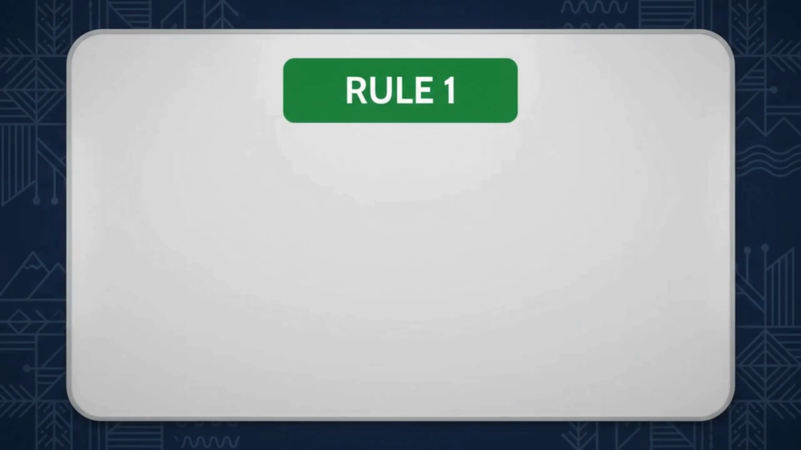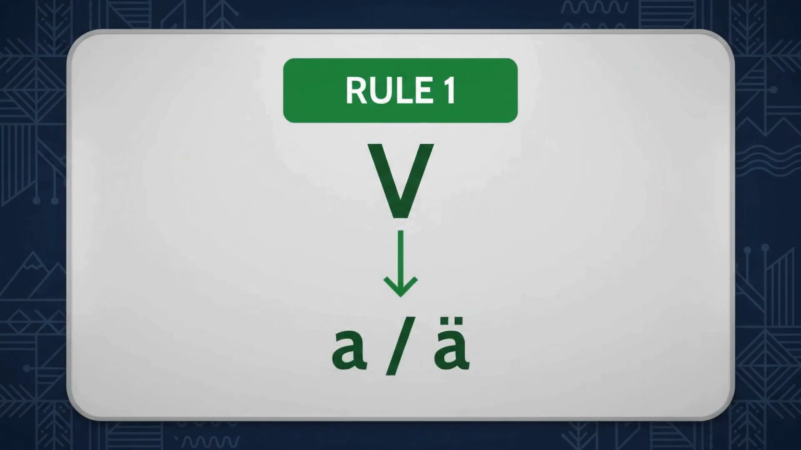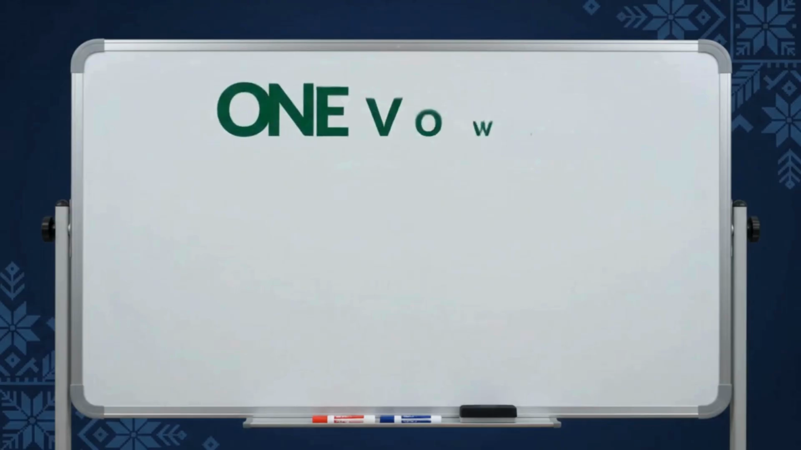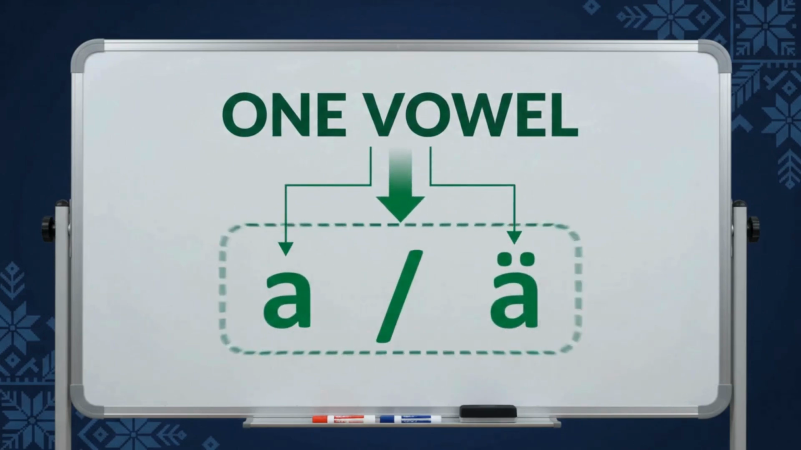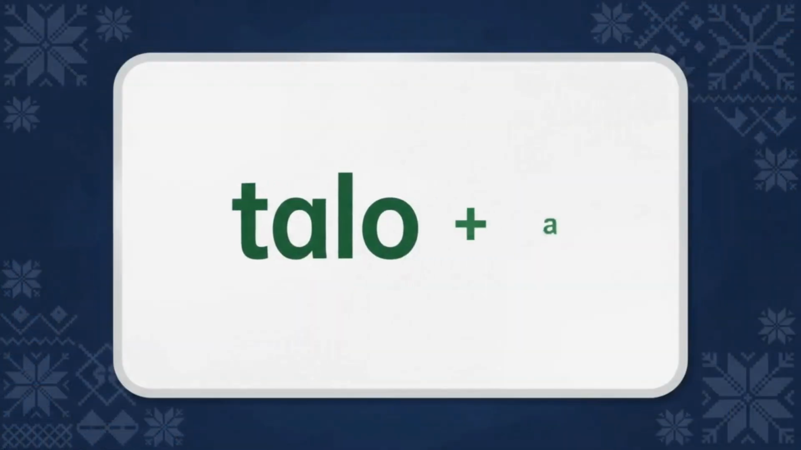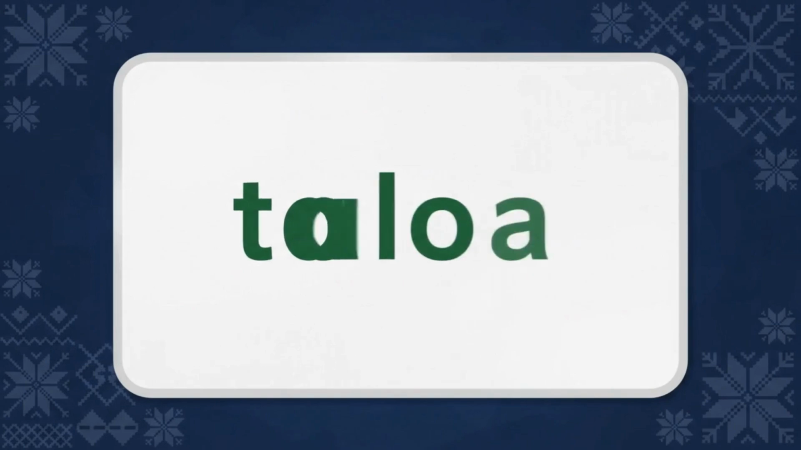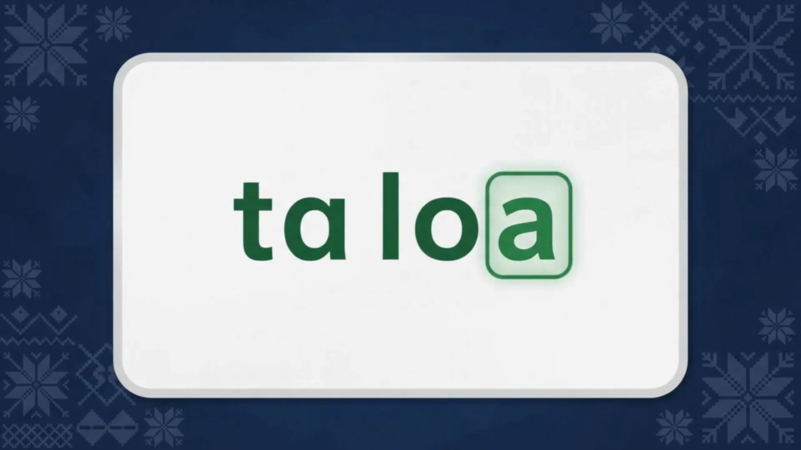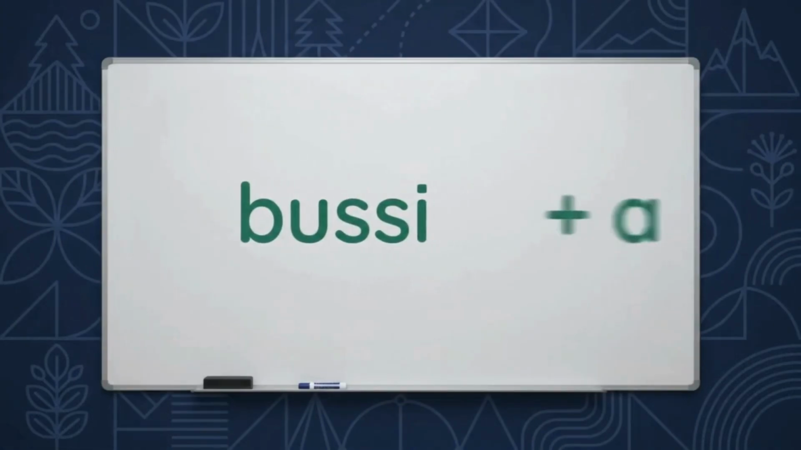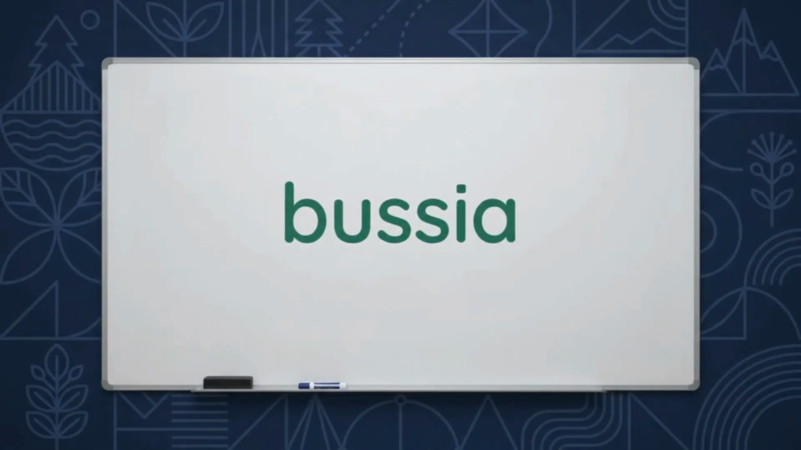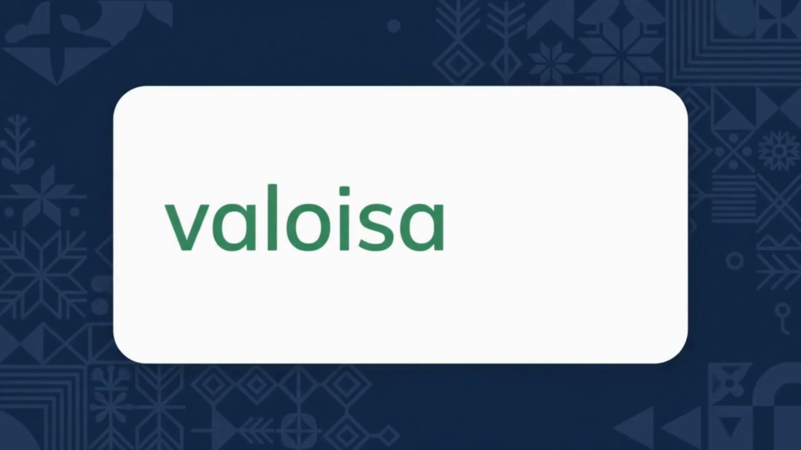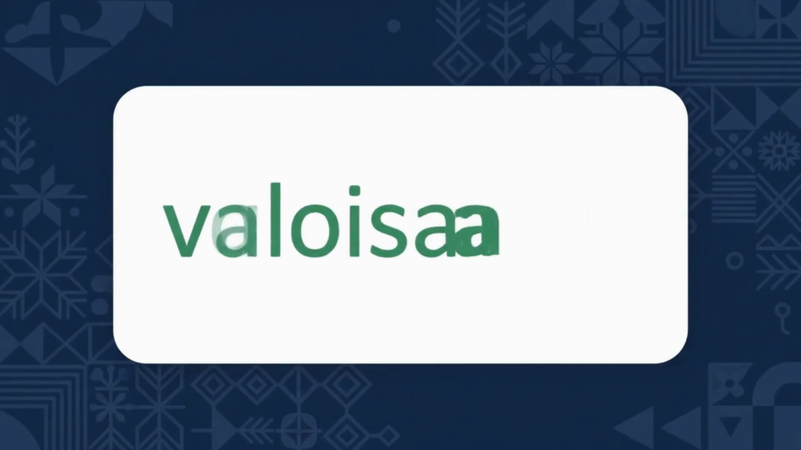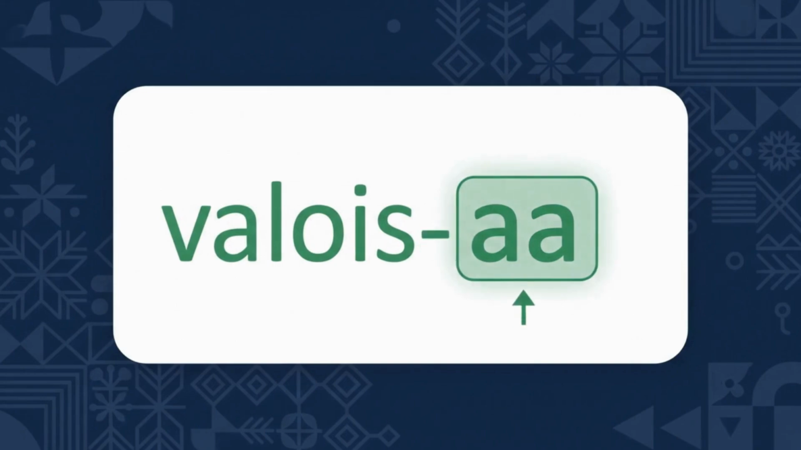Rule number one: if a word ends with one vowel, we usually add a or ä. Talo. Bussi. Valoisa.